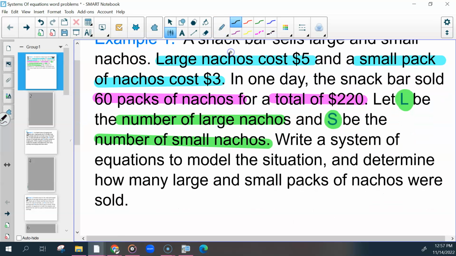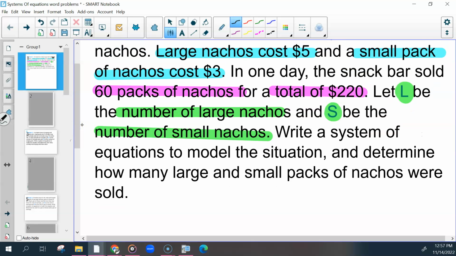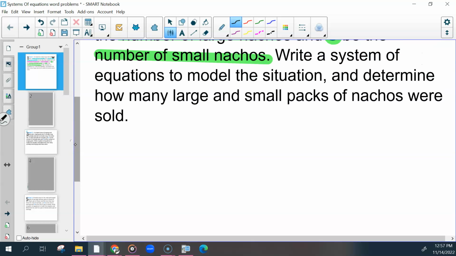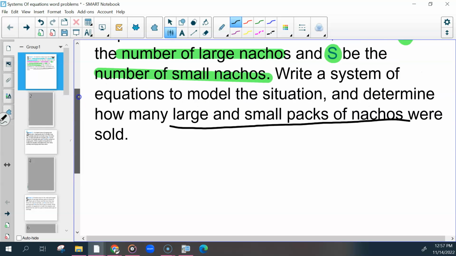So then we would start off with defining our variables. Last time we did word problems, you had to define each variable. This time you only need to define 2. The 2 things you don't know. So here they gave us our 2 variables, but if they didn't, we would look at the question. How many large and small packs of nachos were sold? That would tell us what we don't know. So we would write that as our variable.